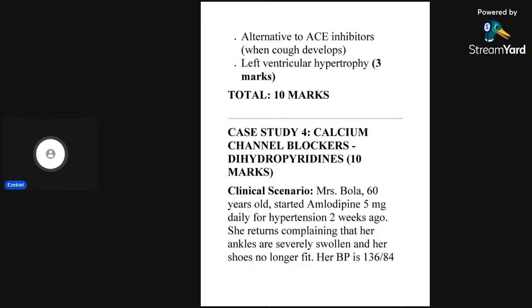Mrs. Bola, 60 years old, started amlodipine 5 milligram daily for 2 weeks. Amlodipine blocks the vessels. They are what? The dihydropyridines. They selectively block the vessels, so it is a vasodilator.